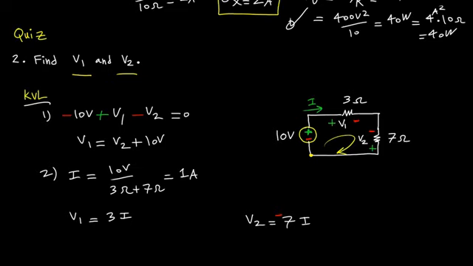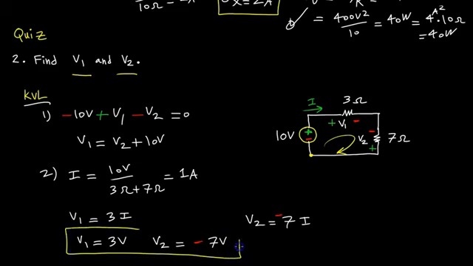We know the current, so then we're going to go ahead and get the voltages. So V1 is equal to 3 times 1 amp, so that's going to be 3 volts. And V2 is going to be 7 times 1, but then there's a negative sign, so that's going to be a negative 7 volts. Now let's see if this makes sense.